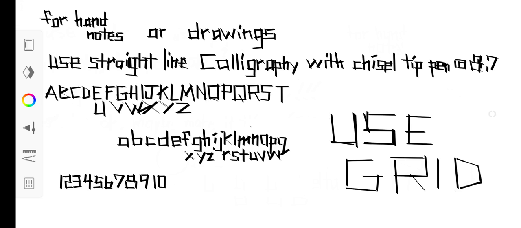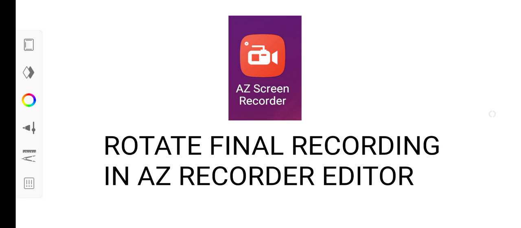So that's that. And then the last thing, in AZ Screen Recorder, it has an editor. Just rotate the final recording, and everything will be clean for YouTube or wherever you're going to play it, so it's not sideways, right?